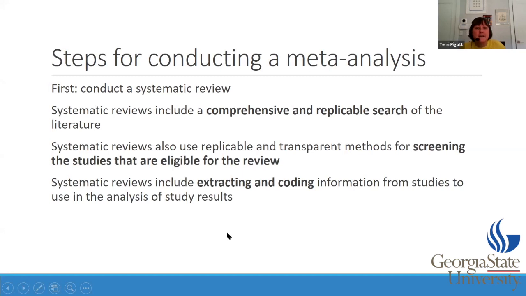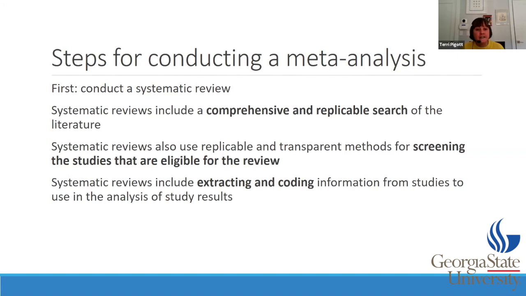So I wanted to move on now, from talking about the kinds of questions we might address in a meta-analysis, to begin to talk about the steps for conducting a meta-analysis. And as I said before, I'm going to assume that we're conducting a meta-analysis within the context of a systematic review. And so just to review, systematic reviews include a comprehensive and replicable search of the literature. So if we're going to use a meta-analysis to quantitatively summarize sets of studies, I'm going to assume that we've already gone through and done a comprehensive and replicable search of the literature to identify all the studies in a given topic. And then we also use replicable and transparent methods for screening the studies that will be eligible for the review. And if people are interested in some of these methods, I can provide resources later, but we're not going to be talking about that here.